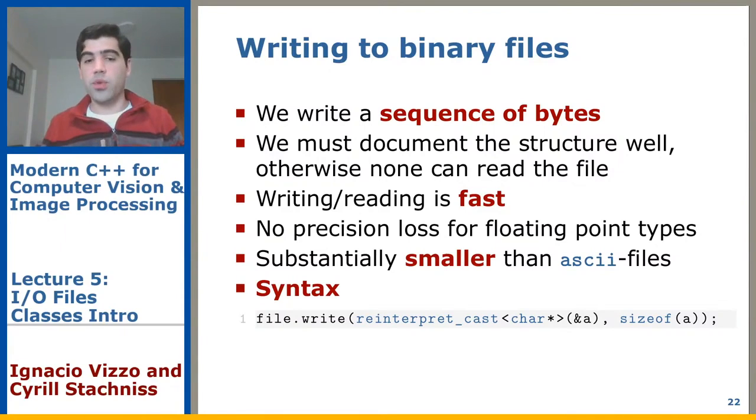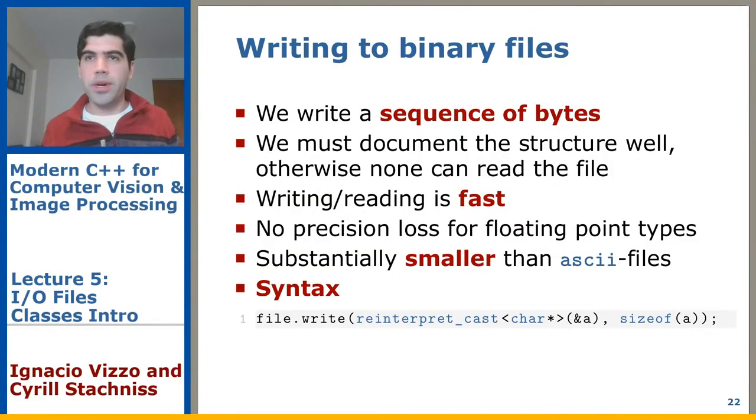Naturally, the writing and reading of this type of file will be really fast, because you don't need to convert to an intermediate representation. If you have 1 byte, that is 8 bits, and you want to write it to the file, you just need to put those 8 bits in the file. There will be no precision loss for floating points, because for a floating point, for example, the 4 bytes that represent the floating point will be directly written to the file.